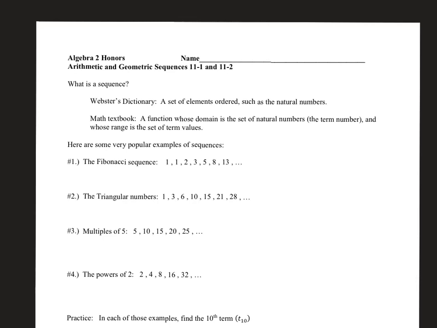This is a lesson that will cover the first two sections of Chapter 11, which is about sequences. So we're going to start off with a couple of definitions of a sequence. First, the Webster Dictionary definition: a set of elements ordered, such as the natural numbers. Natural numbers, if you remember from probably the first or second day of school, are also known as the counting numbers. So they actually reference the natural numbers as a sequence in Webster's dictionary.